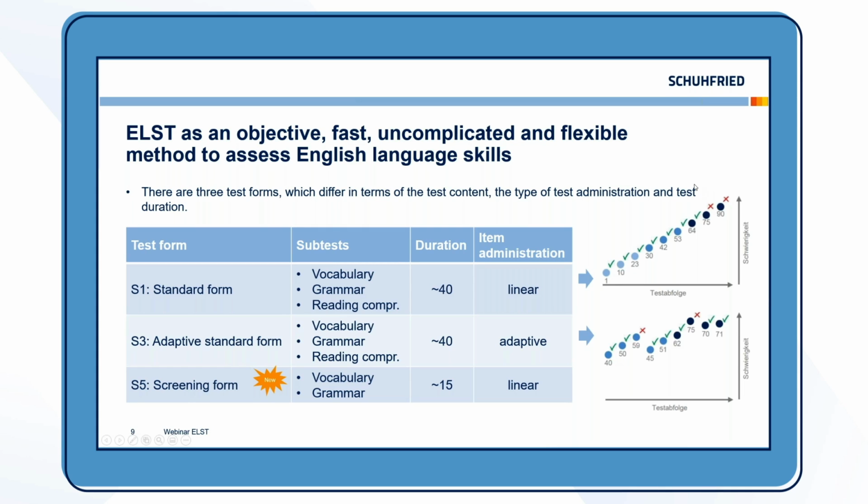to each item. In the adaptive test form, what we see here is that the difficulty is adapted to the test person's performance level. So depending on whether the test person answers correctly or incorrectly, easier or more difficult items are presented. And this adaptive procedure allows an even more precise assessment of the person's performance level.